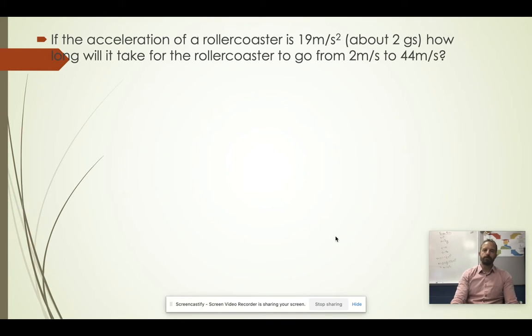All right, so let's work a problem together. If we read this one together: if the acceleration of a roller coaster is 19 meters per second squared, that's about twice the acceleration of gravity. So if it's accelerating faster than gravity can make it accelerate, you couldn't just let the roller coaster free fall, right?